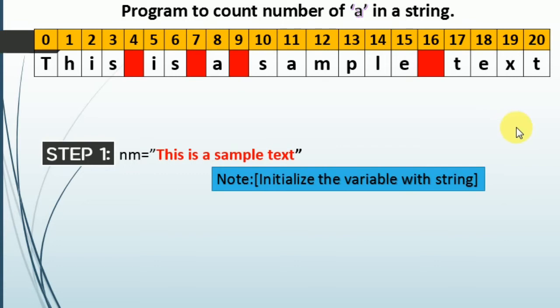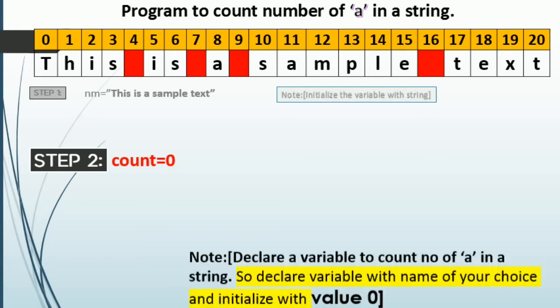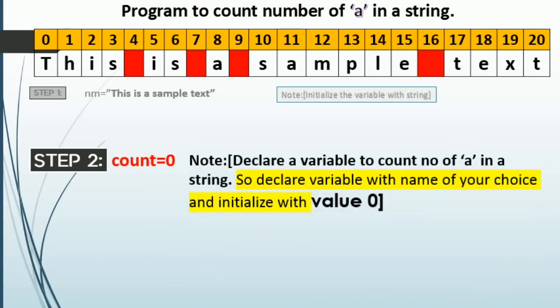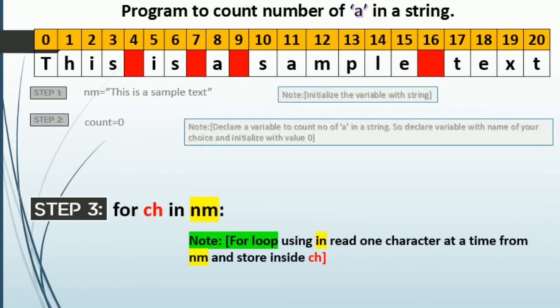Now we move to the second one. Now the second line is going to be in case of counting, when we are using a for in. The first line is count equals to 0. That is what I have told you, that if you need to count something, you have to declare a variable, and I declare a variable that is going to be initialized by 0, because there is nothing at the starting, so you have to put the 0 inside that. Now we move to the next line. That is going to be for ch in nm. Now ch, you already know, is going to read the characters from the string.